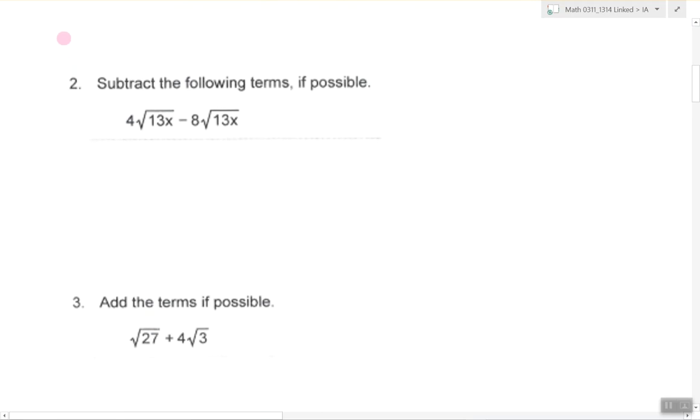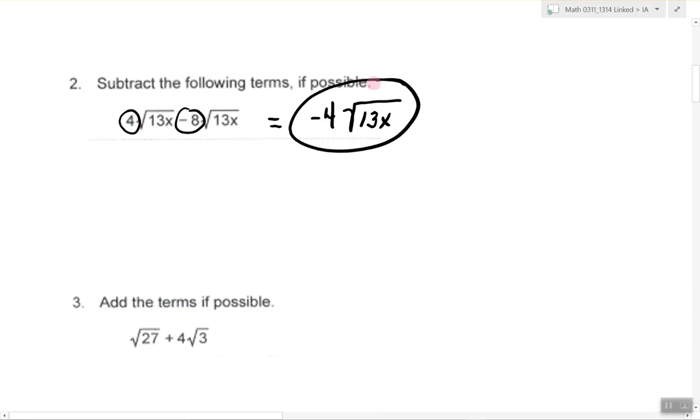Number 2. In this problem, first I check to see if they're like radicals. Yes, they both have a radicand of 13x. They are both square roots, so they are indeed like radicals. So I know that I'm going to have some square root of 13x's. Now how many? I have 4 minus 8, which gives me negative 4 times the square root of 13x.